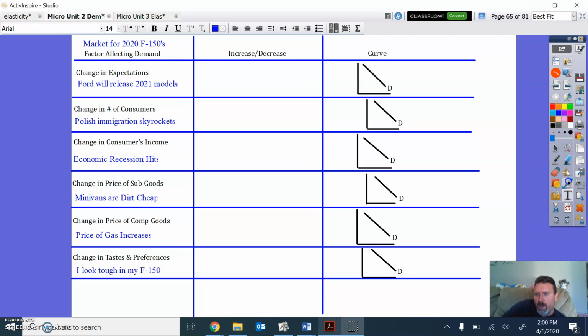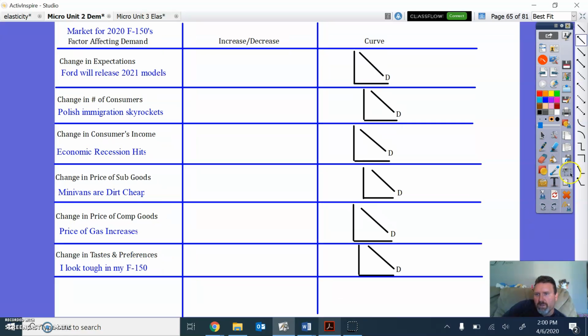Let's see. Get my arrow guy out here. This will just be easier than anything else. Okay, here we go. Ford will release 2021 models. So what's going to happen for my 2020 F-150? People aren't going to want it. So that's going to cause that to decrease, right? Polish immigration skyrockets. Polish people love F-150s. Boom. Economic recession hits. That way. Minivans are dirt cheap. That way. People, especially with families and kids, might buy a minivan, right?